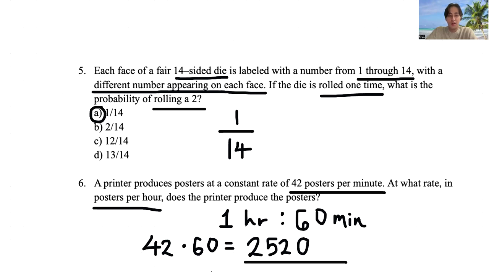All you had to do for number 6 was convert the minutes to hours, which means all you have to do is multiply by 60.